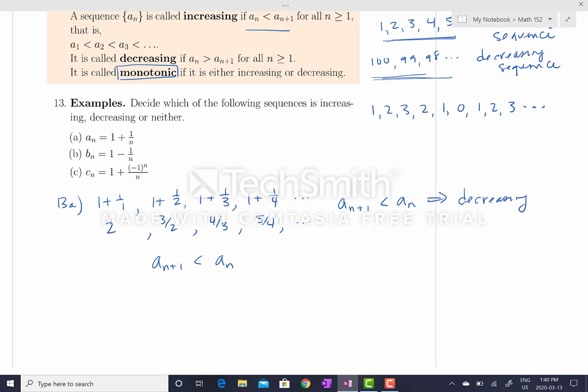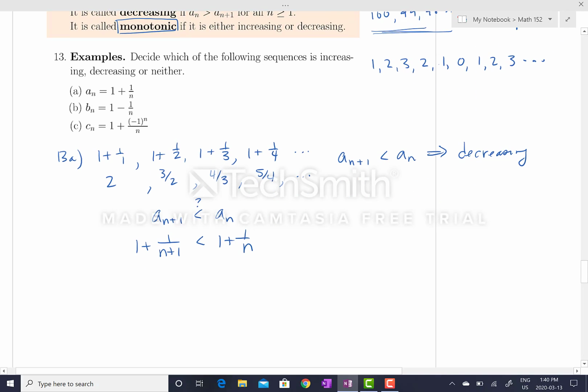So let me write out, what is a_(n+1)? Well, that is 1 plus 1 over n plus 1. I'm sort of wondering if this is true. And what is a_n? That is this. Okay, so now on both sides, I am going to form a common denominator, and I'm going to get this here, n plus 2 over n plus 1. And I'm wondering, is that less than n plus 1 over n?